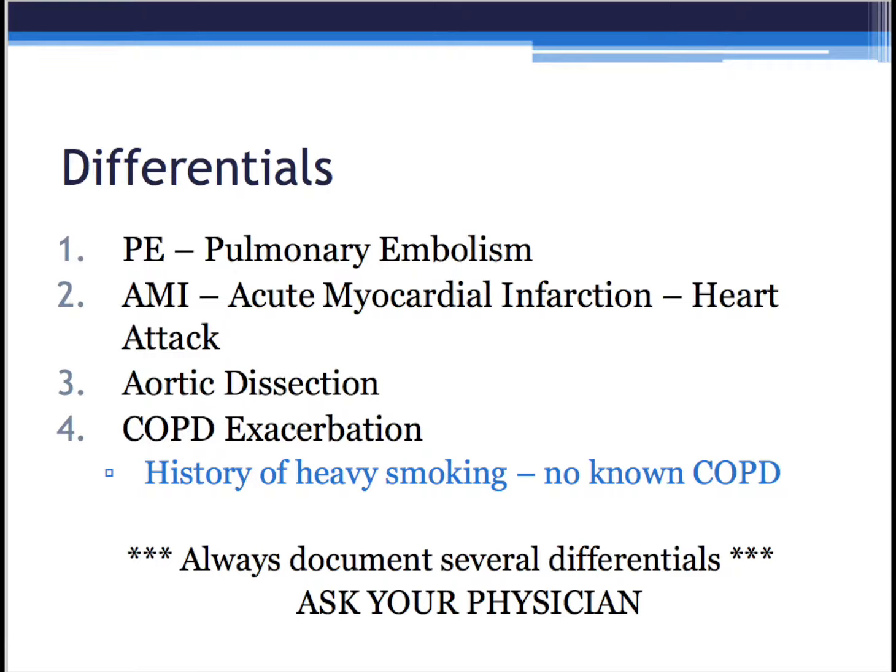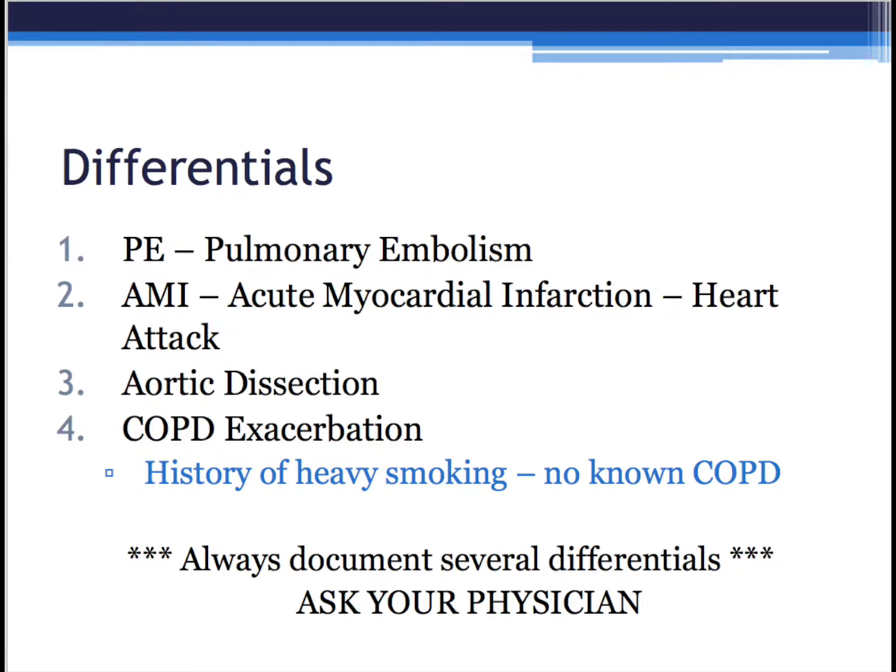So dealing with differentials, at the top of our list is PE, or pulmonary embolism, which is a blood clot to the lungs. Number 2, acute MI, acute myocardial infarction, heart attack. Number 3 is aortic dissection. Number 4 is a COPD exacerbation.